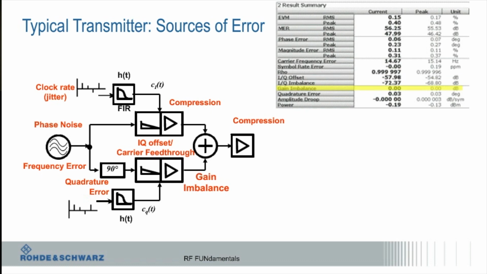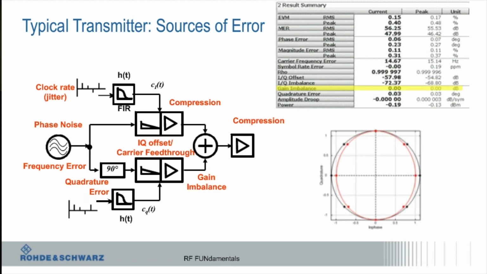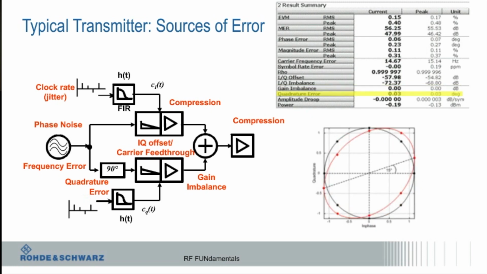Gain imbalance. What's that going to look like? Looks very similar. You'll see here these are offset in amplitude relative to where they should be. What's this one? Quadrature error. These points aren't where they're supposed to be in terms of phase. They're rotated off a little bit. Okay.